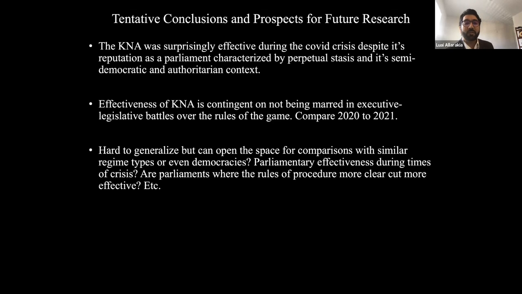Now, the effectiveness of the KNA is actually contingent on not being marred in executive-legislative battles over the rules of the game. So if that happens, and I think this is fairly intuitive and maybe obvious, then you aren't going to have an effective legislative-making or rule-making body, or even oversight body.